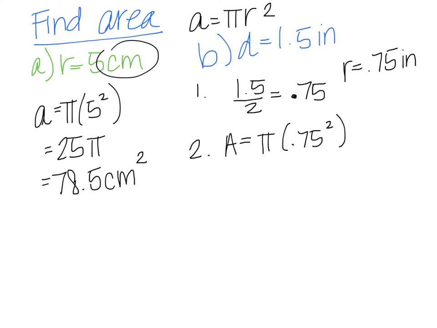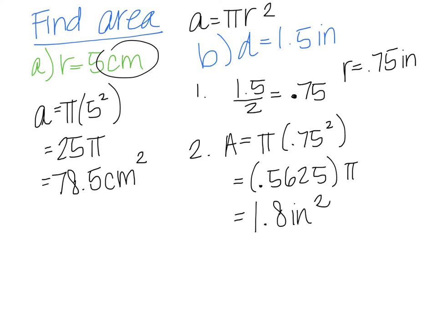See if you can finish it out on your own. What you should have gotten is 0.75 squared is 0.5625, and we're going to multiply that by pi, or 3.14 in our calculator, round to the nearest tenth, and we get 1.8 inches squared.